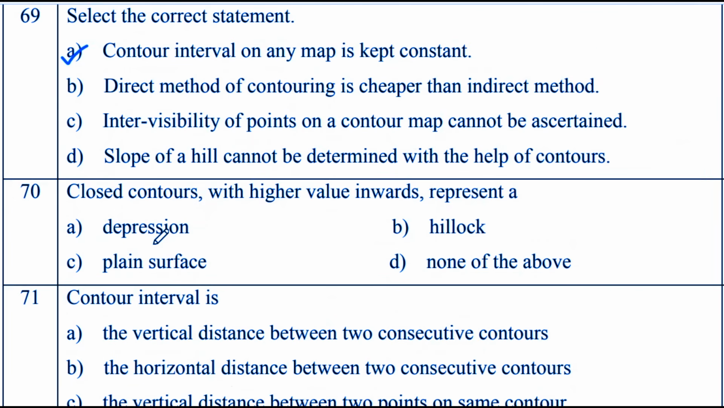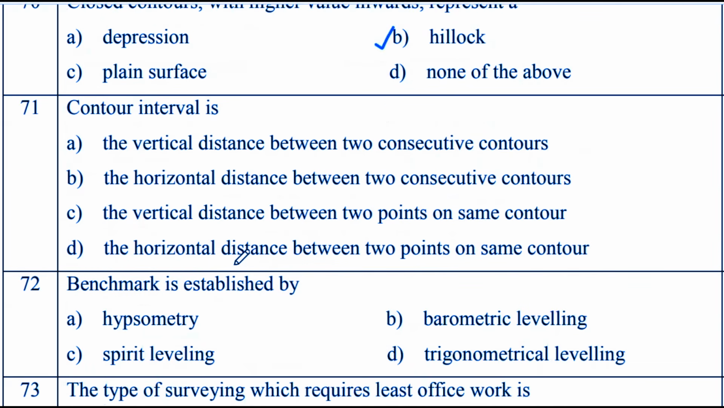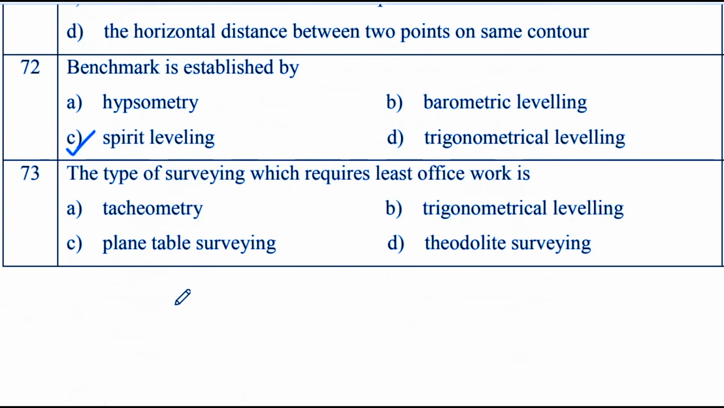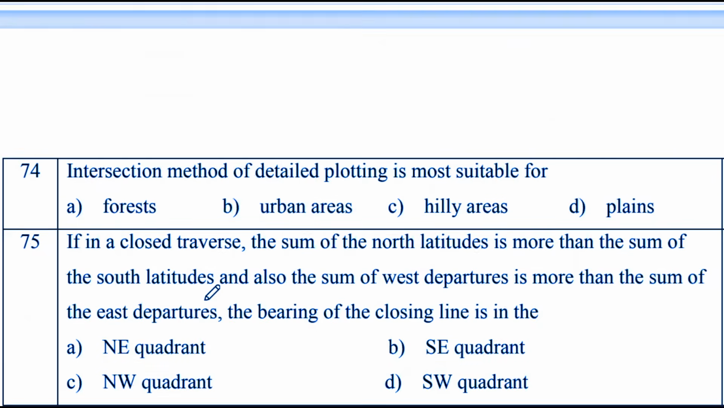Closed contours with higher values inward represent a hillock. Contour interval is the vertical distance between two consecutive contours. Benchmark is established by spirit leveling. The type of surveying which requires less office work is plane table surveying.